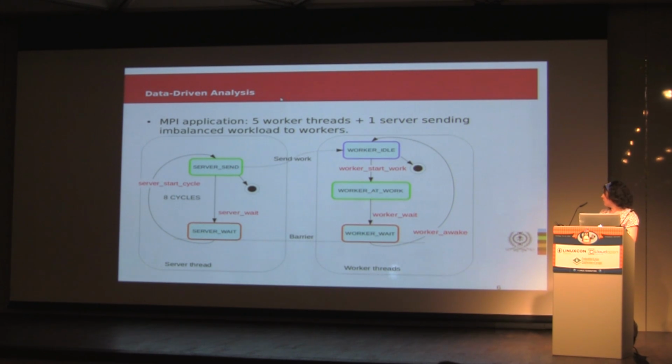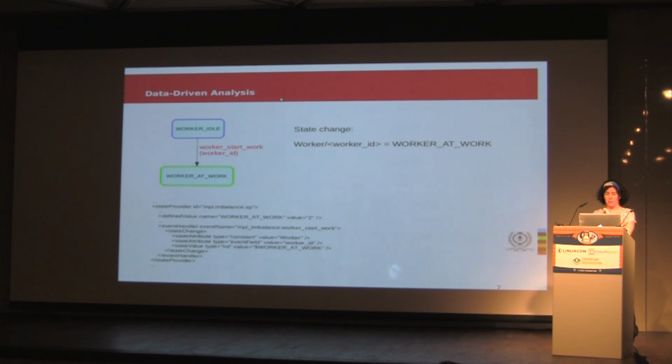We'll take one transition, the one from idle to at work. We need to have an idea of how we want to model that in the application. So we want to show the state of the application for each worker. So we have what we call an attribute that would be worker, the ID of the worker. Each event will have a field, which is the worker ID. So worker/worker ID will become worker at work when we see that trace point. So we can define that in XML.